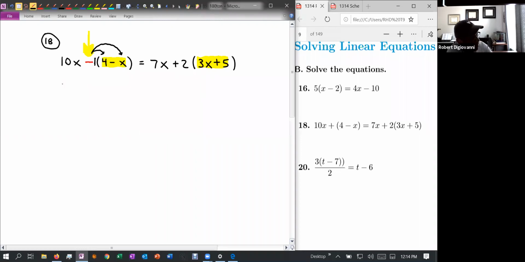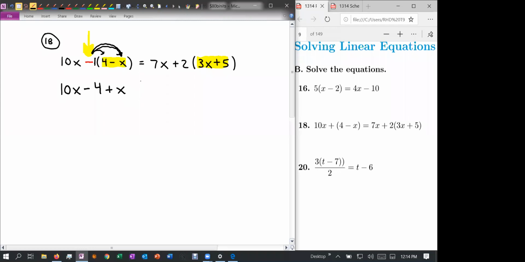So when I simplify the left, it's going to be 10x. And then I'm doing negative 1 times positive 4, which gives me negative 4. And then negative 1 times negative x, which gives me positive x. So the negative out front has the effect of changing the signs of both things that were in parentheses. What was a positive 4 became negative, and what was negative x became positive x. And negative 1 in front of a parentheses always does that. It always changes the signs of things. So if there's a negative before parentheses, it's always negative 1.